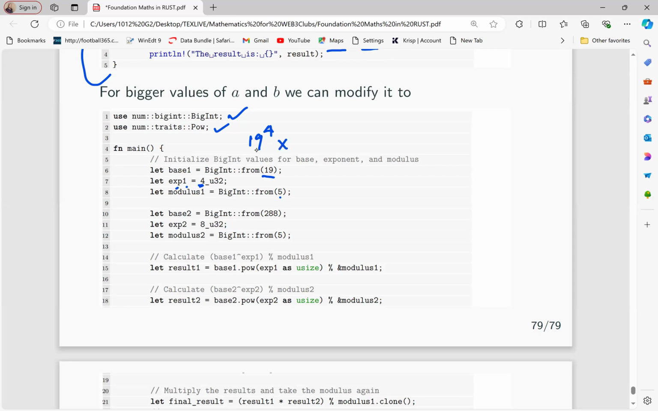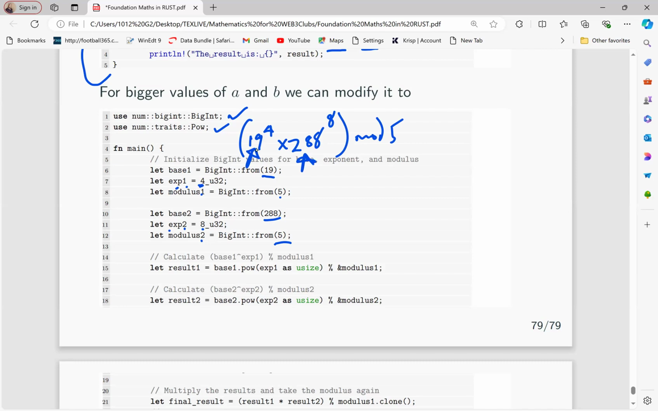And then this is what I'm multiplying with. The second base, I'm using 288. And the second exponent, exponent 2, I'm using 8. And then the modulus, mod 2. Of course, mod 1 and mod 2 are the same. So the whole thing is mod 5. Now, how do we calculate? The calculation is, first of all, it does this thing mod 5, then does this thing mod 5, then combines the two results.